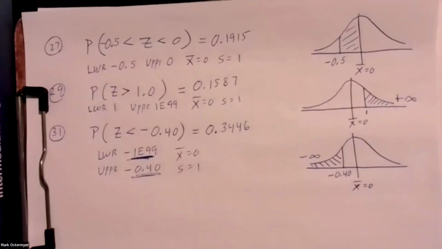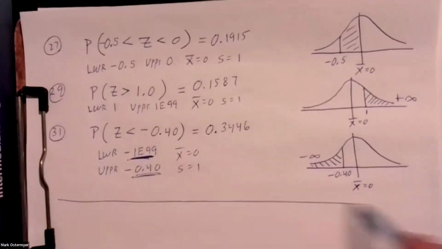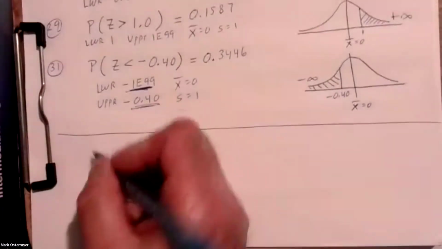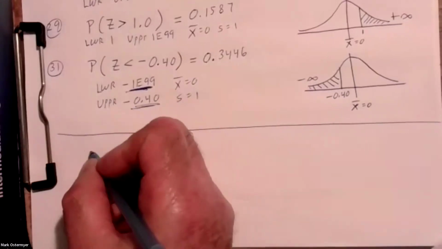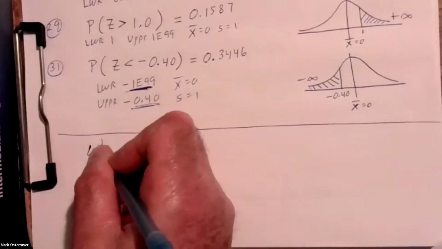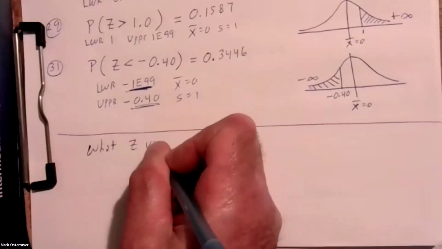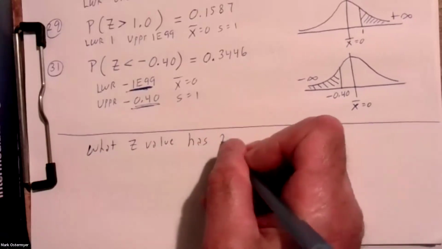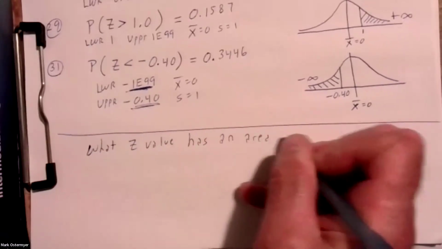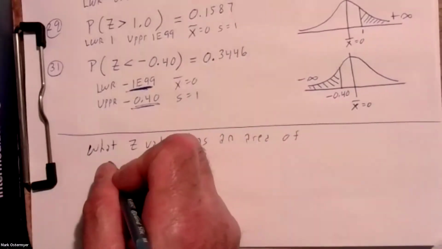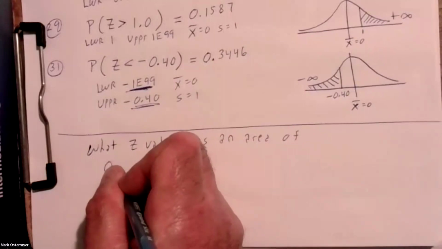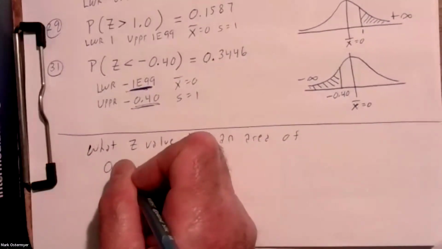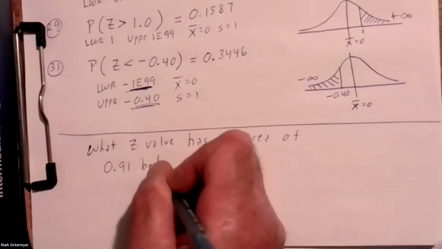Now, the only other thing that I want to show you is what if we ask ourselves a different question? What Z value has an area of 0.91 below it?